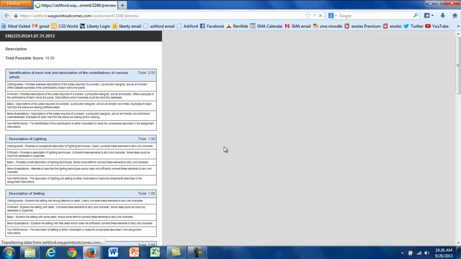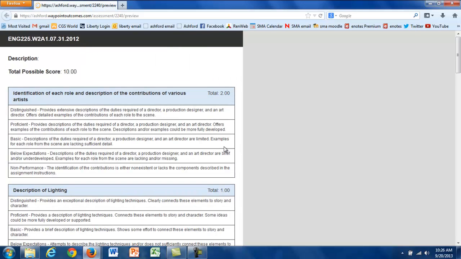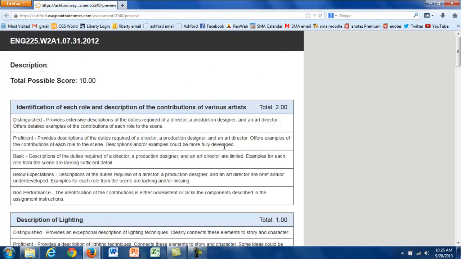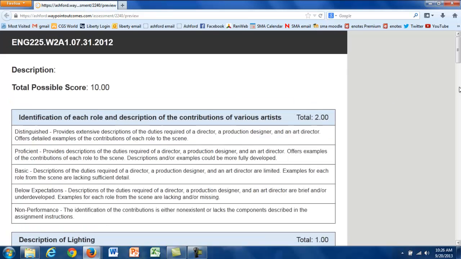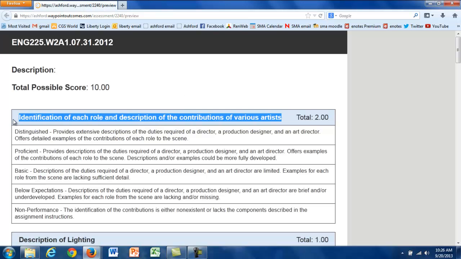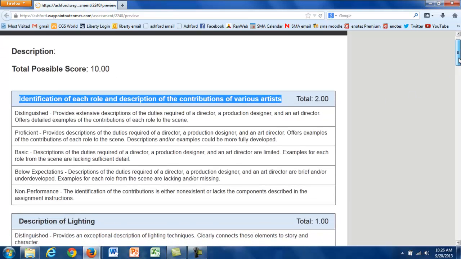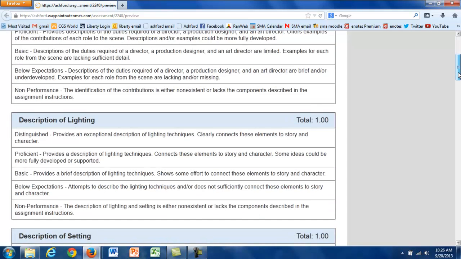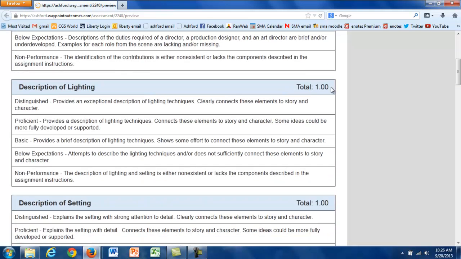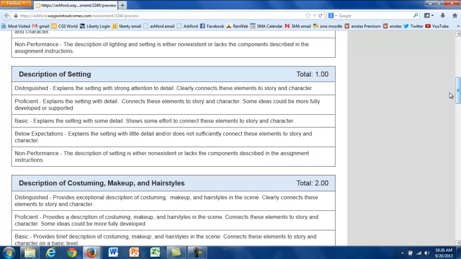Also, we need to look at the grading rubric that's used to evaluate the paper. So these are the sorts of things that your instructor is going to be looking for when they grade the paper. This paper counts, you can make as many as 10 points on this paper. So the instructor is going to be looking for whether you've identified each role and descriptions of the contributions of the various artists. That's 20% of the grade. Have you described lighting? That's 10% of the grade. Have you described the setting in the scene? That's 10% of the grade.